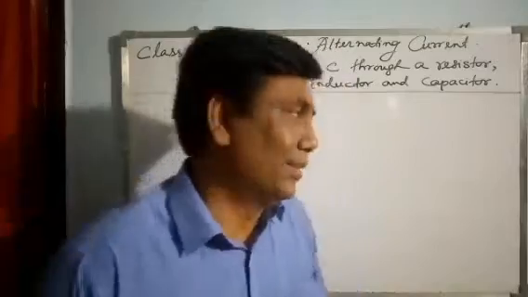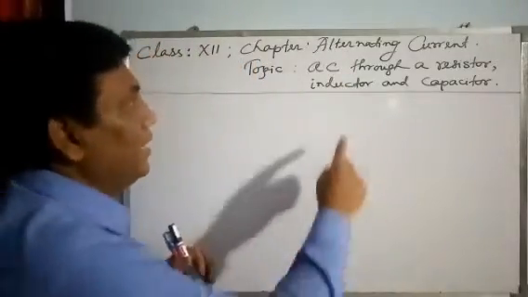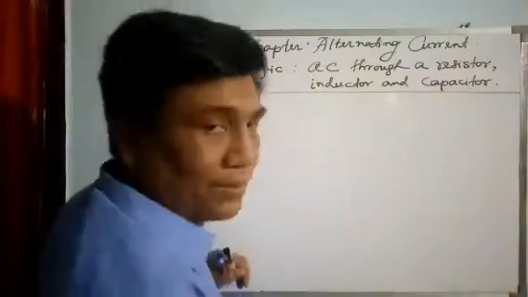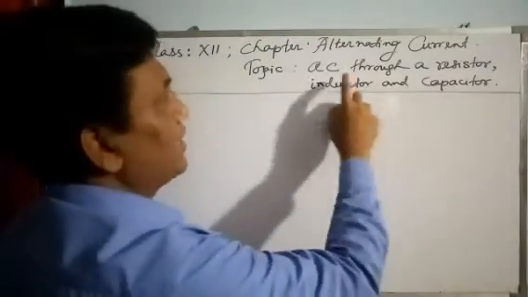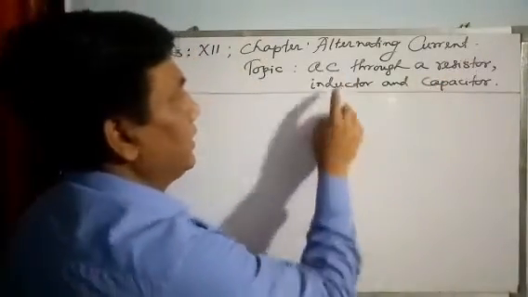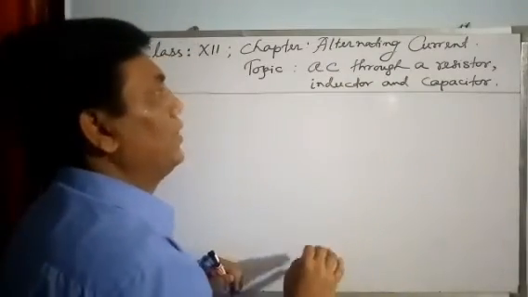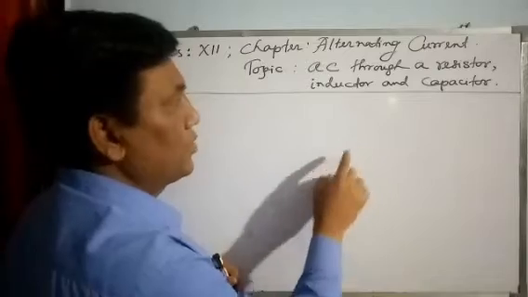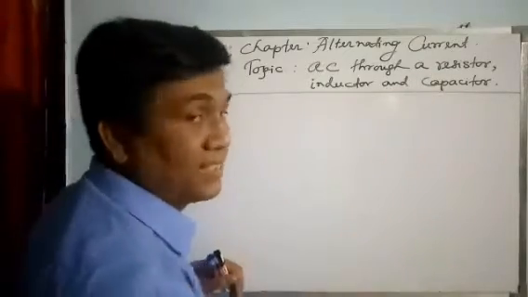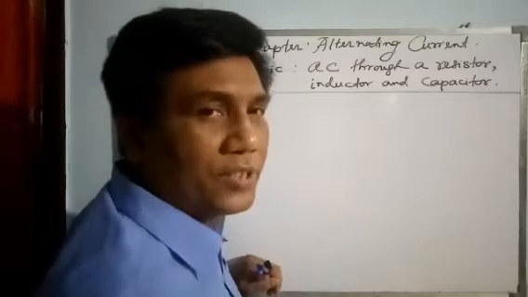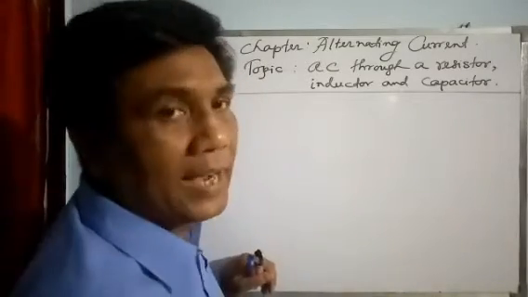Good. Today's topic is AC through a resistor, inductor and capacitor. Initially we will discuss AC through a resistor, then AC through an inductor, then AC through a capacitor, and finally when AC is passed through LCR in series, inductor, capacitor and resistor in series. For the competition section we will discuss LCR in parallel also.